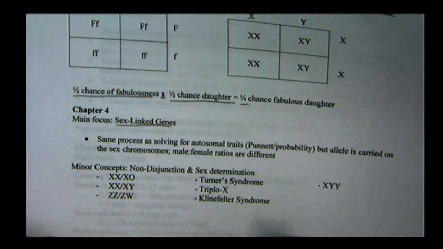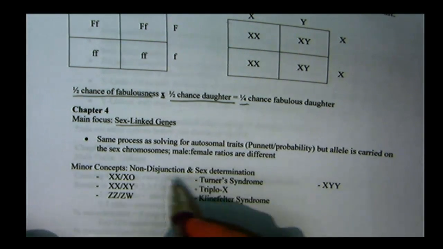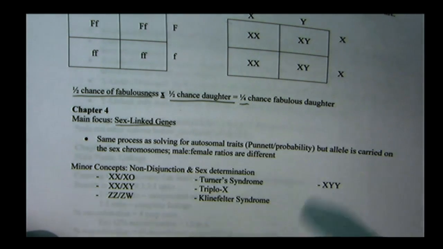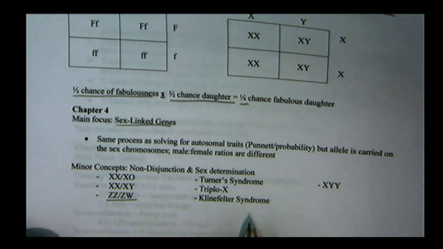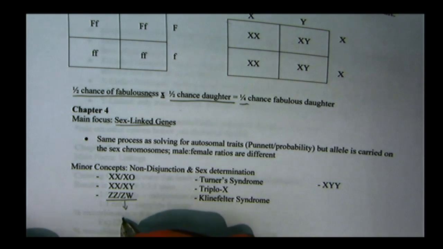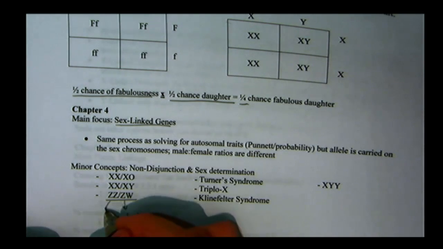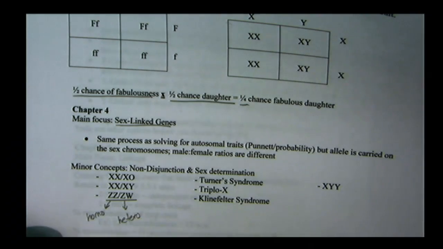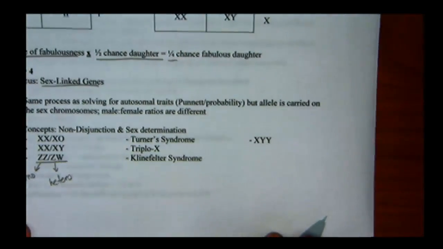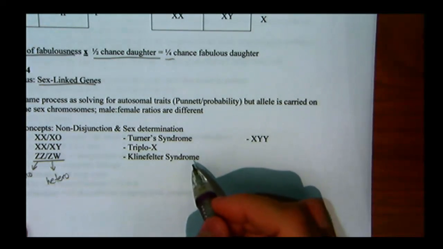So here are some minor concepts: non-disjunction and sex determination. And remember here, the ZW, that one was the one where females are the heterozygote, or the heterogametic, and males were the homogametic. All other ones, the males are the heterogametic. And here's your non-disjunction. And know what each of these phenotypically present as well as genotypically present.